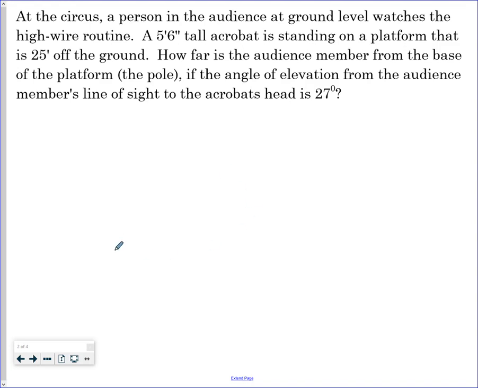All right? We've got a high wire, right? Here's the platform. Here's the acrobat. Okay? You're in the audience or whoever watching it. Everybody get that? Okay? The 5'6", that's going to go somewhere, right? Right here is 5.5 feet. Does everybody get that? That's how I'd probably write it. Okay. This is 5.5 feet. Where's the 25 feet go?